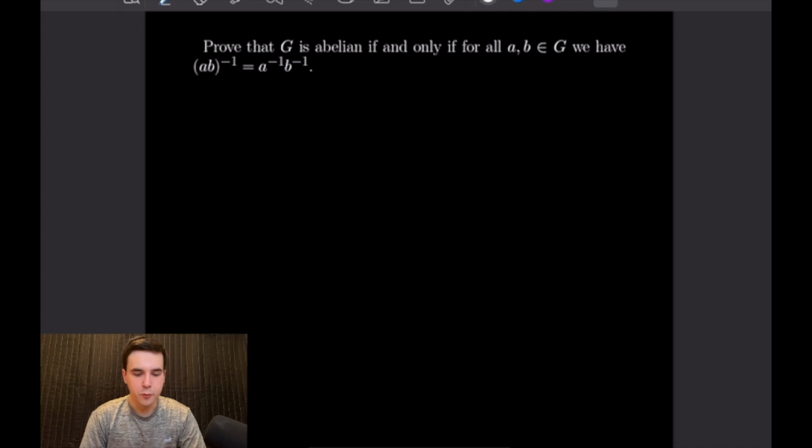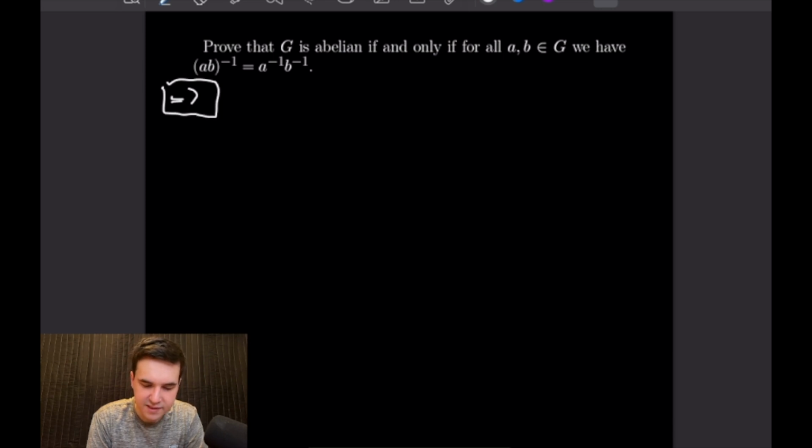So for this first example, we want to prove that G is abelian if and only if, for all A and B in G, we have that (AB) inverse is equal to A inverse B inverse. So to start this proof, let's do what feels most natural and start with the forward direction. So for the forward direction, we are going to be supposing that G is abelian.